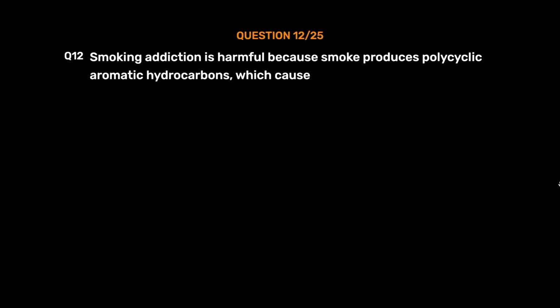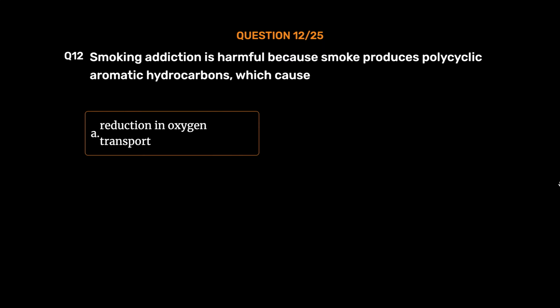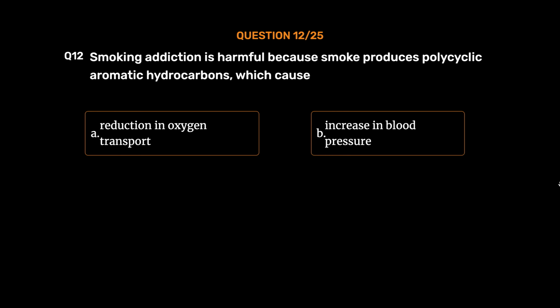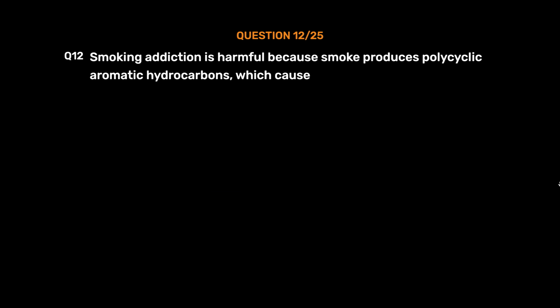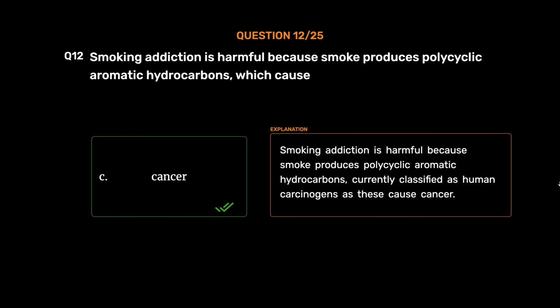Question number 12. Smoking addiction is harmful because smoke produces polycyclic aromatic hydrocarbons, which cause. Option A. Reduction in oxygen transport. Option B. Increase in blood pressure. Option C. Cancer. Option D. Retardation of growth of fetus. The correct answer is Option C. Cancer. Smoking addiction is harmful because smoke produces polycyclic aromatic hydrocarbons, currently classified as human carcinogens, as these cause cancer.